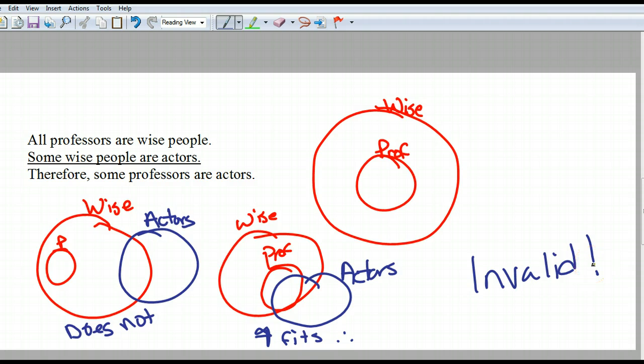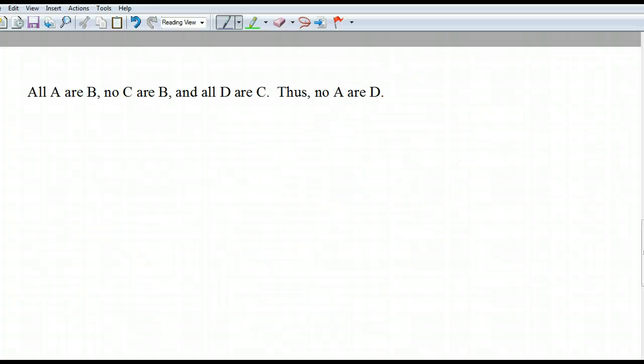Okay, if you can come up with another one that does not fit, it's invalid. Okay, so now looking at this one, it says all A are B, no C are B, and all D are C, therefore no A are D. What are my premises on this? How many do I have? I have 3. Here's 1, here's 2, and here's 3.